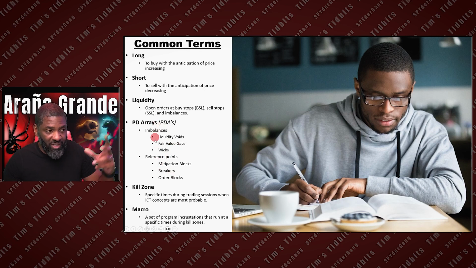The reference points of the PD arrays, you got the mitigation blocks, you got the order blocks, you got the breakers. There's another PD array that I don't talk about much. It's called the rejection block, but we will touch on it every now and then in price action while we're going through the mentorship, but I don't talk about it a lot. These are just the common terms.